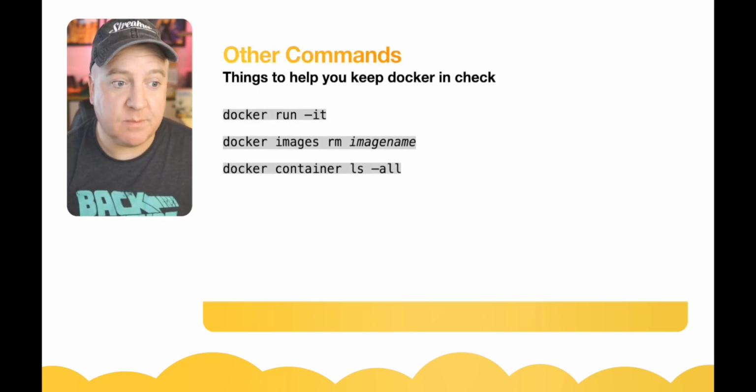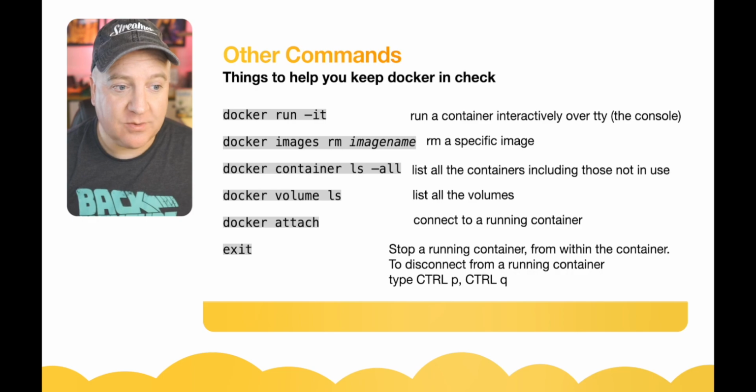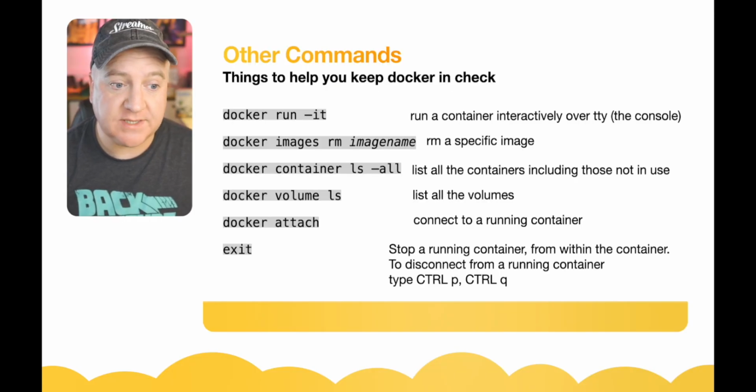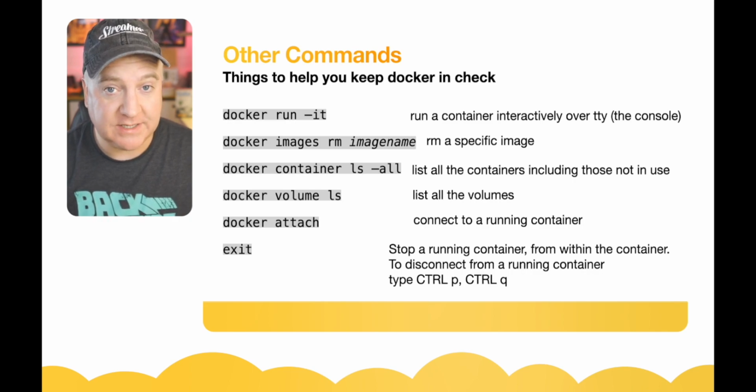So some other useful commands as well, some things to keep Docker in check. We can type docker run and then -it, and that's the interactive terminal, and that will bring up a little hash, a little command line, so you're then actually working within that container. You can use docker image rm and then the image name to remove an image. You can do docker container ls --all. If you do docker container ls, it will list all the currently running containers. If you do docker container ls --all, you'll get all the containers, even those that are not running.